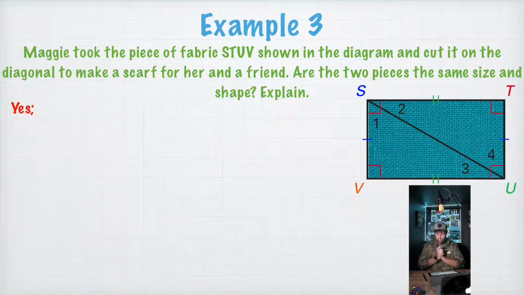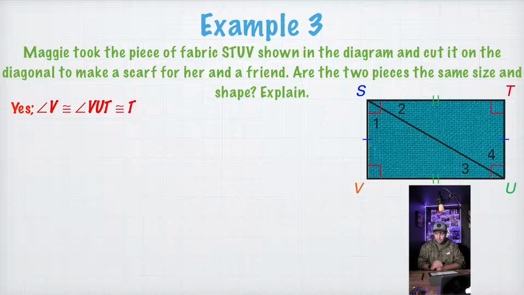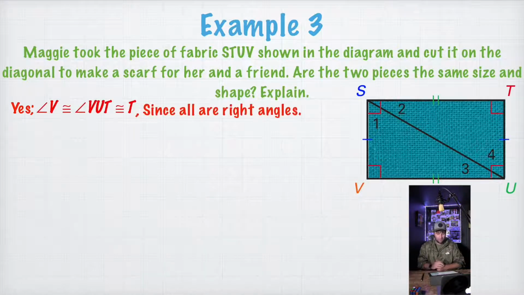Now we have to explain why. I'm going to just walk you through this. It's helping you gain logical reasoning here. If you know that angle V, angle VUT, and angle T are congruent, we could build everything off of there. And we know that they're congruent because they are all right angles. Okay? So with that information, we can solve everything.